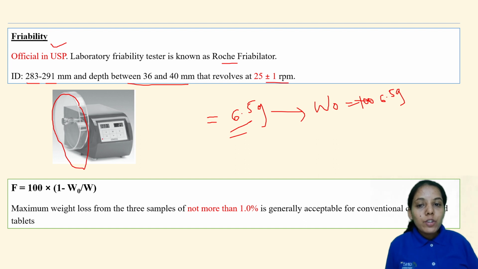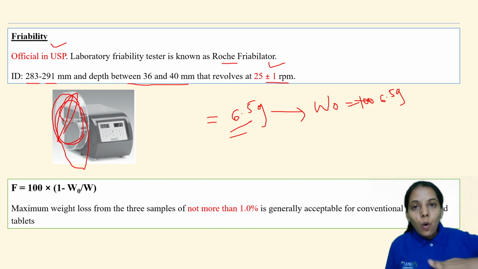Then what we have to do? We have to subject this to friability testing. We have to place the tablets inside this. It will keep revolving at 25 plus minus 1 RPM. So as the tablets go up here, they will fall down. At each rotation, they will go up, they will fall down, like that. Because of this there will be certain loss in the tablets. Some tablets will break if the hardness is not proper.